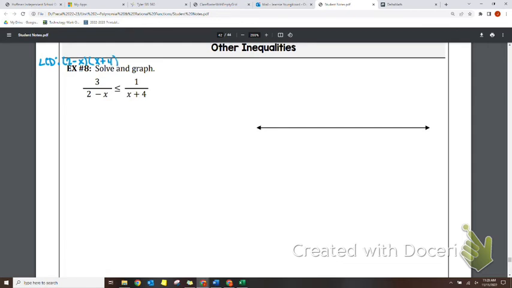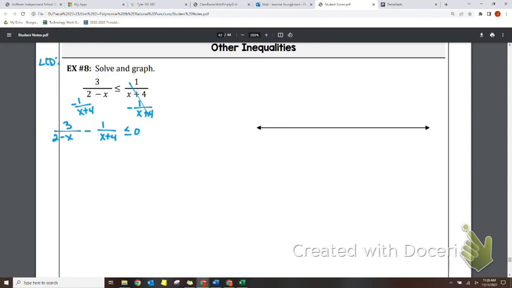And so, whoops, hold on. I jumped ahead of myself. Sorry. First thing we got to do is set it equal to 0. So let's move one of these over. I like 0 to be on the right. It's just easier to me, but it could be on either direction. All right, so I get 3 over 2 minus x minus 1 over x plus 4 is less than or equal to 0.